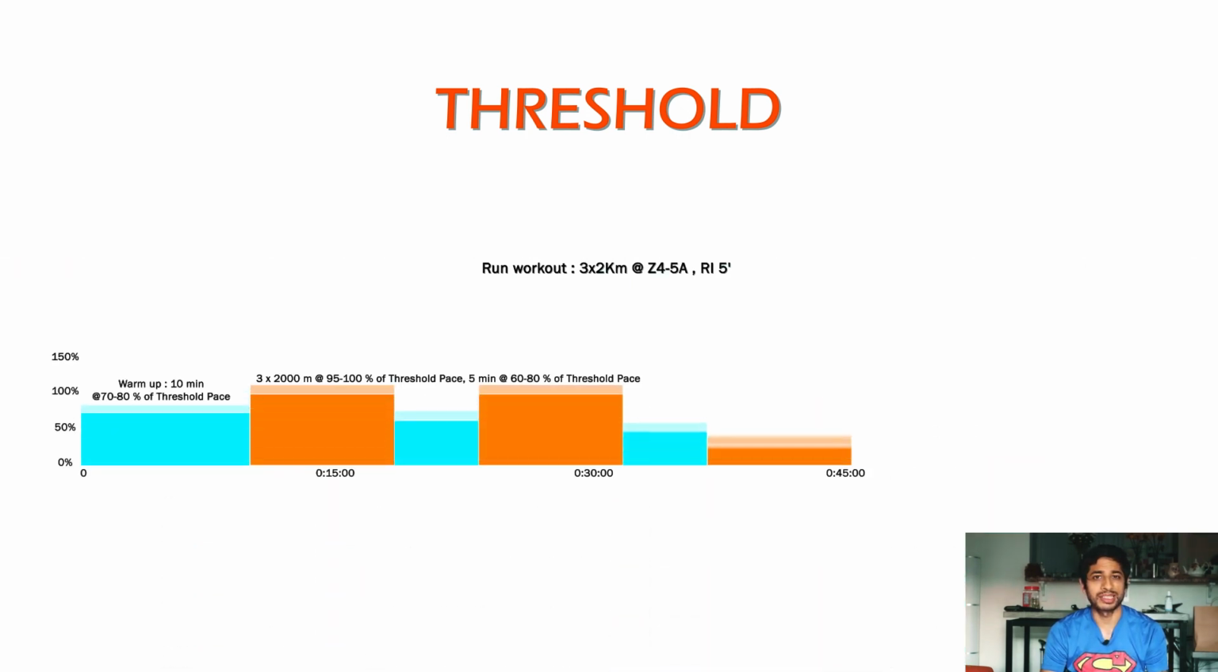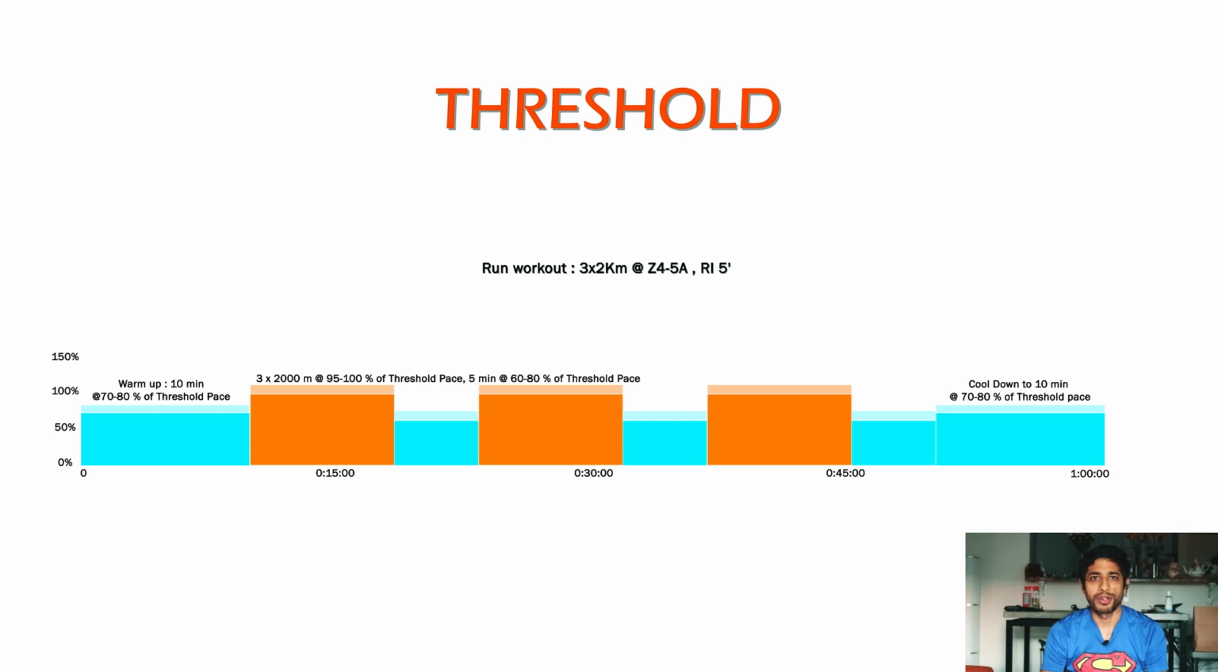You could do this exact same session on the run. However, if you prefer to train by distance, you could do something like 3 by 2 kilometer repeats with a 5-minute recovery. The 2 kilometer repeats will be around your zone 4 or your lactate threshold pace. And let's assume that 2 kilometers takes you about 10 or 11 minutes to do. In this case, a 5-minute recovery is pretty close to the ratio of 2:1 where the work interval is twice as long as the rest interval.